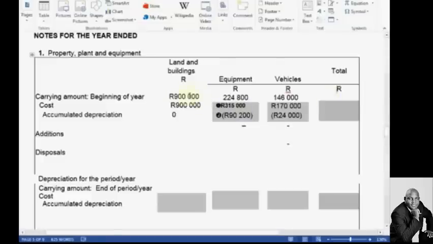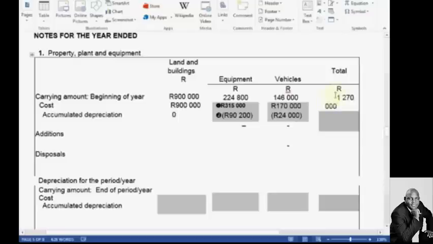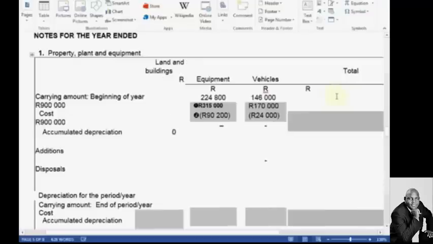It's 900,000 plus 224,800 plus 146,000. It's giving me 1.27 million, 1,270,000. Okay. It's giving me 1,270,000.